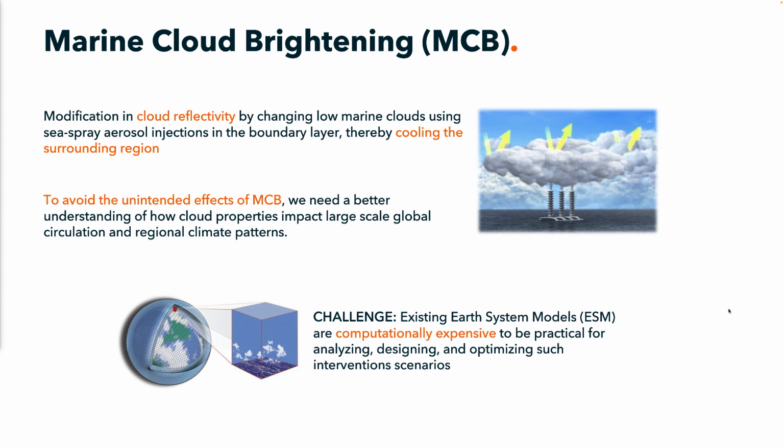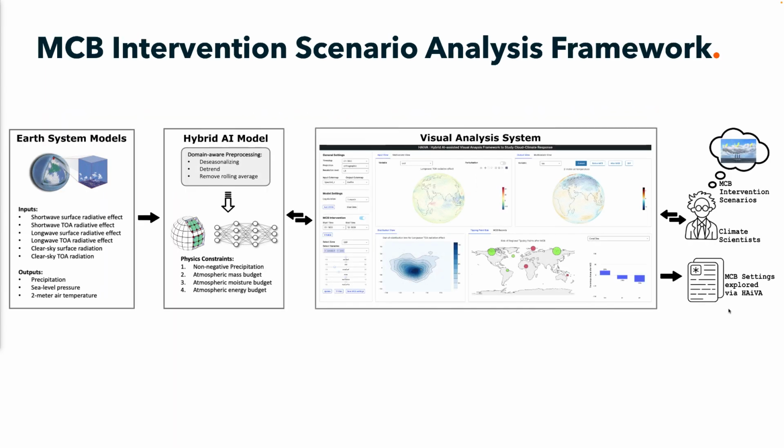So our idea is to propose a hybrid AI-assisted MCB intervention scenario analysis framework. Here is the overall idea of our proposed pipeline. So we train hybrid AI models using physics constraints and geospatial domain-aware preprocessing of the data. And in the front end, we have an interactive visual analysis system for our scientists to use and perform different MCB intervention scenarios in a rapid exploration fashion.